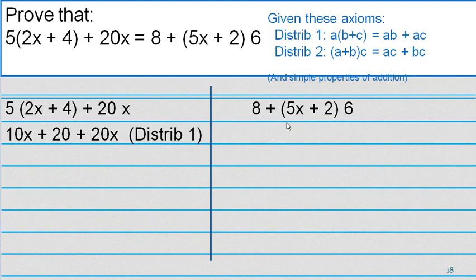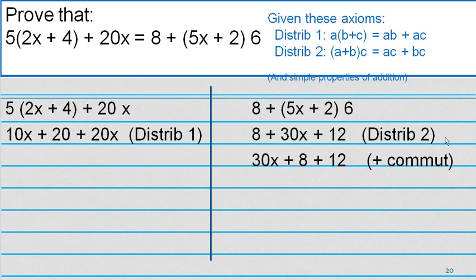And then I say, I don't want to mess with that anymore, so maybe I go over to the right and I say, well, what can I get here? That looks like a good place to do distrib 2, right? So I multiply it out and I get 6 times 5 is 30x plus 6 times 2 is 12, right? And then I say, let's just keep going and see if I can make these look the same. We're just trying to get to the middle of our maze in some sense.